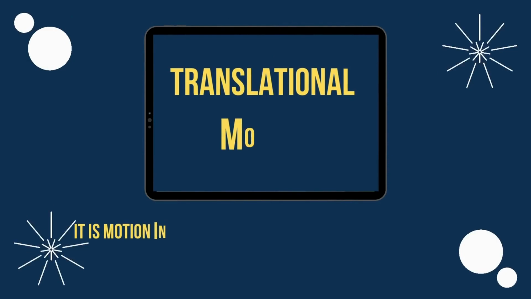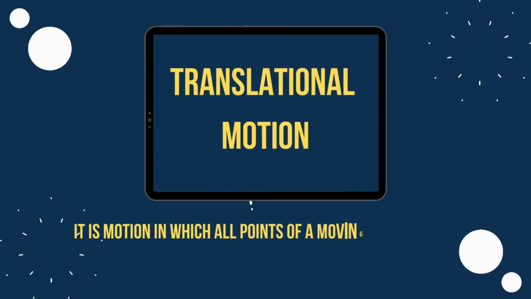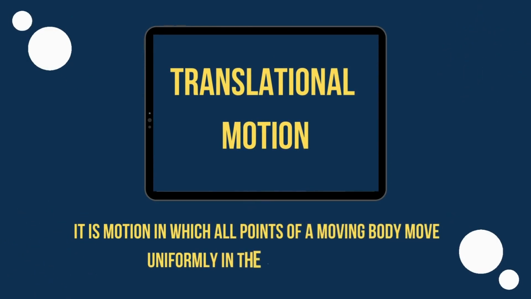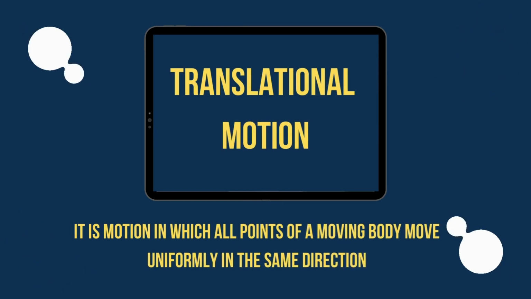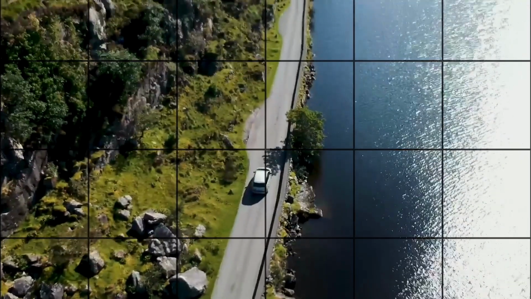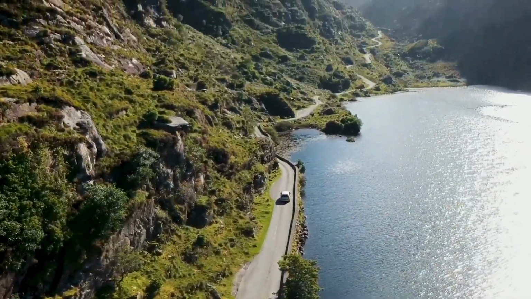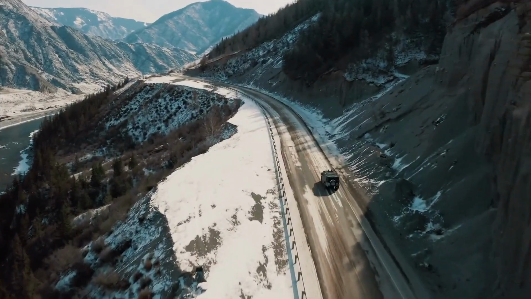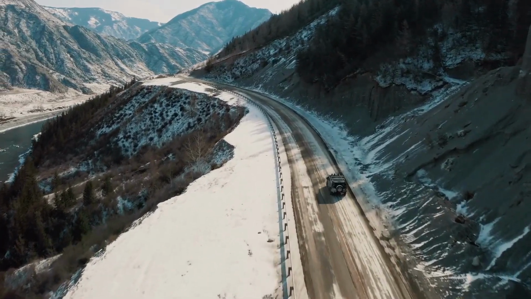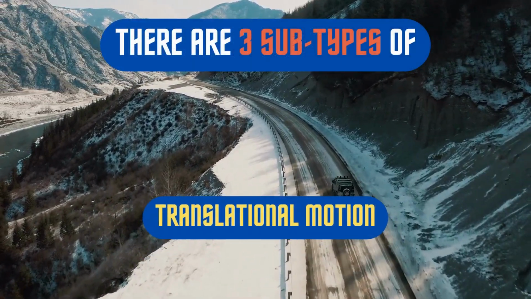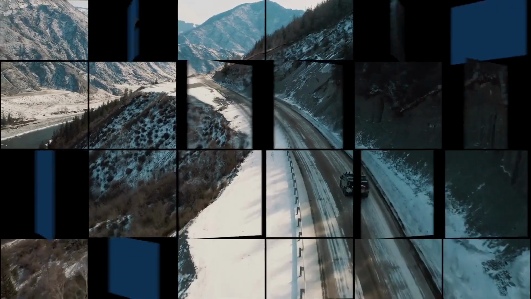Number 2. Translational motion. It is motion in which all points of a moving body move uniformly in the same direction. If an object is undergoing translatory motion, we can note that there is no change in the object's orientation. There are certain subtypes of translational motion.